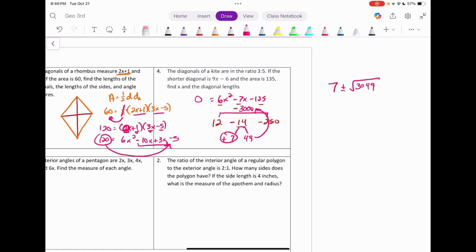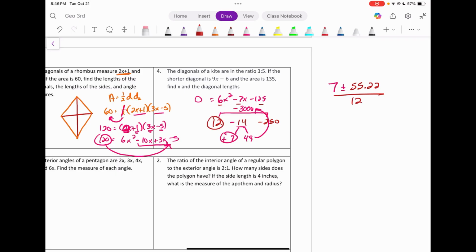Now let me actually type that in. Let's see what the square root of 3,049 is. It's actually, and I'm going to go ahead and erase it, 55.22. And all divided by this number, 12.